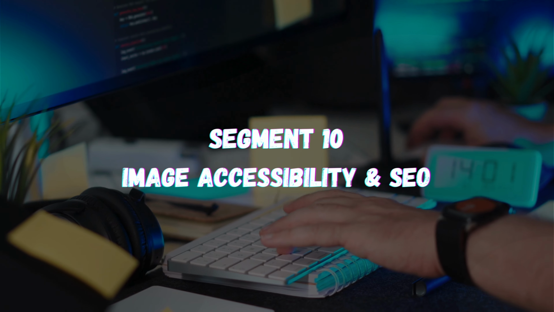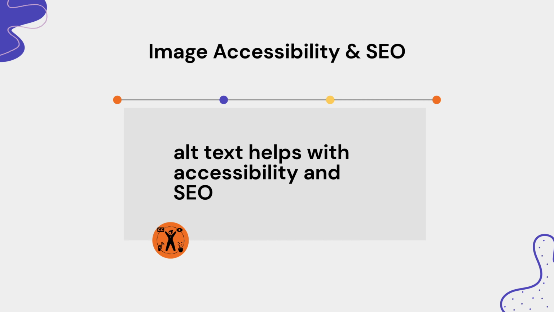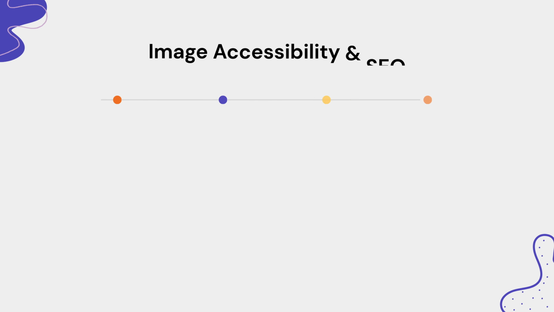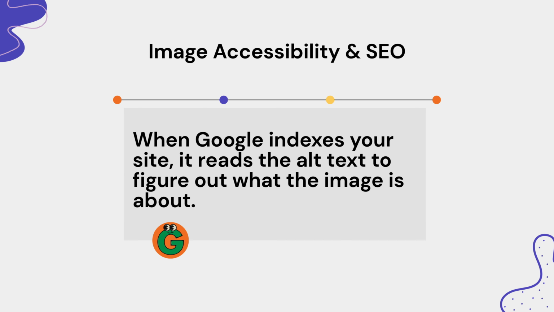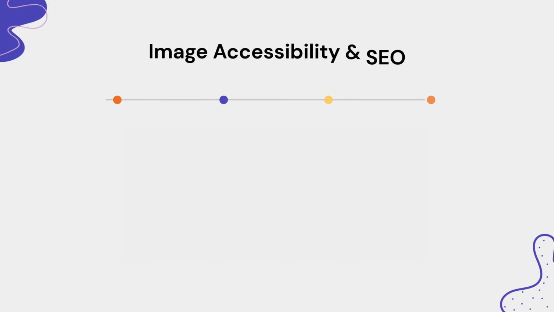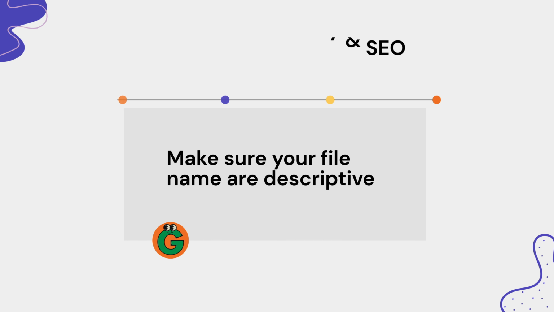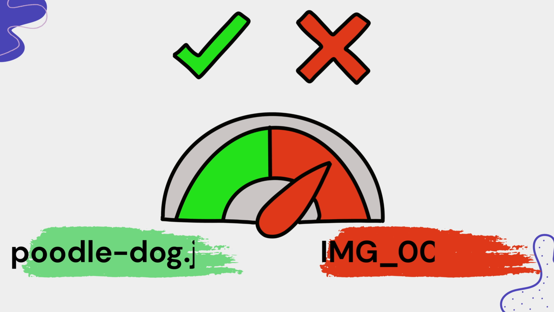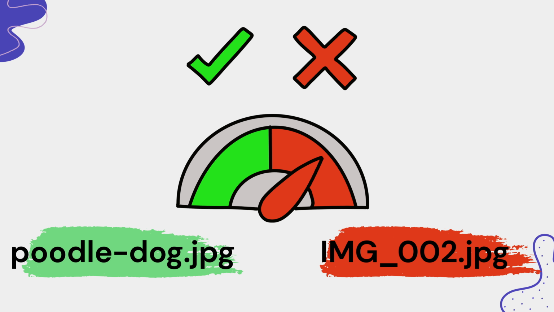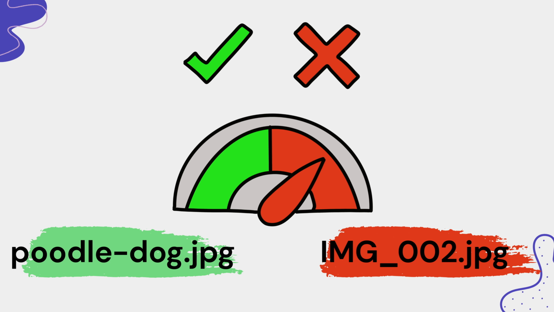Segment 10. Image accessibility and SEO. Alternative text isn't just for accessibility, it also helps with SEO. Search engines read the alternative text to understand what your images represent. Also use descriptive file names so that it will be easy for the browser or the search engine optimizer to understand what kind of image you are loading. Something like this and not like this. Small details like this make your site more professional and discoverable.